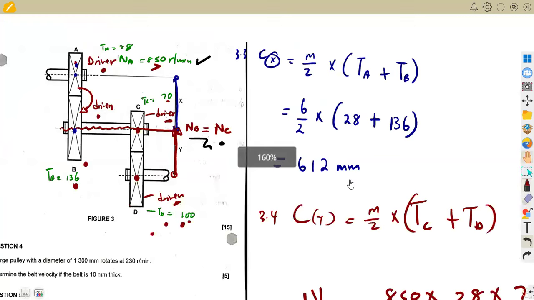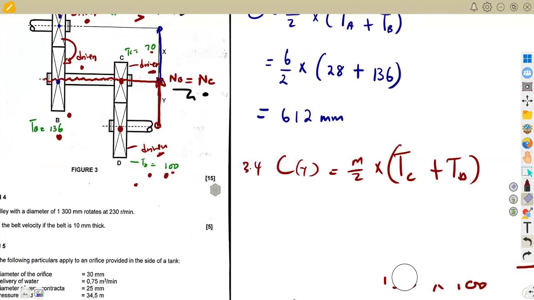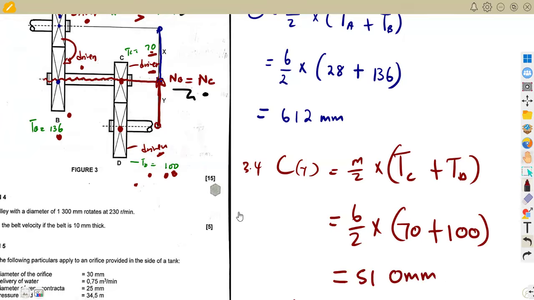Just like the previous case, you just need to substitute your values. So the center distance is module over 2 times TC. TC is 70 there. So that is 70 plus TD, which is 100. That is going to give us the center distance of 510 millimeters. This is the center distance Y.